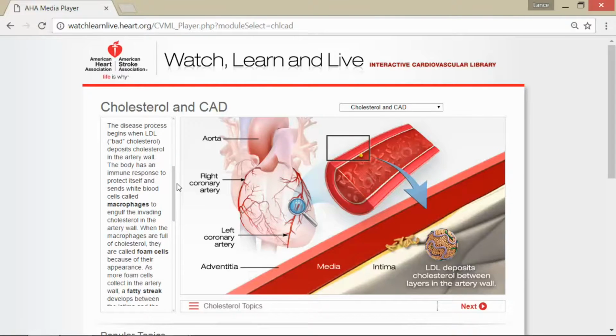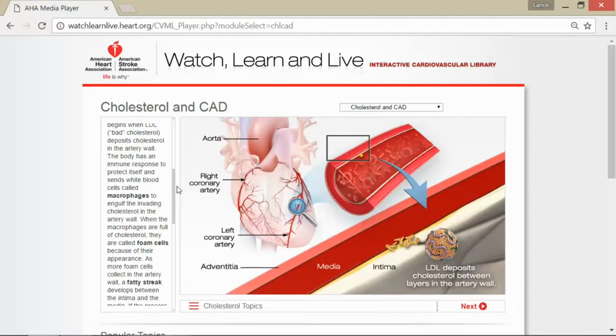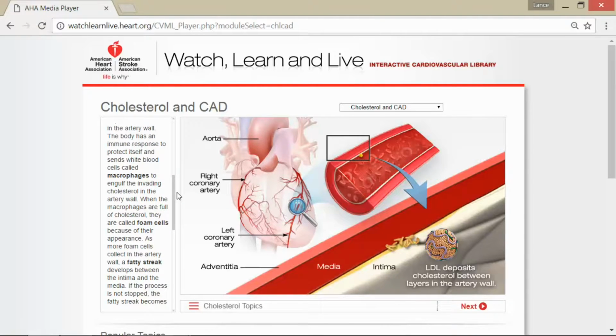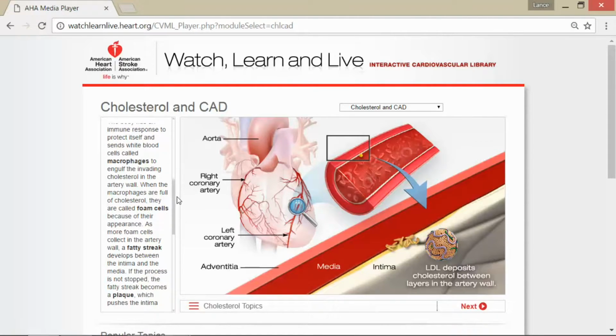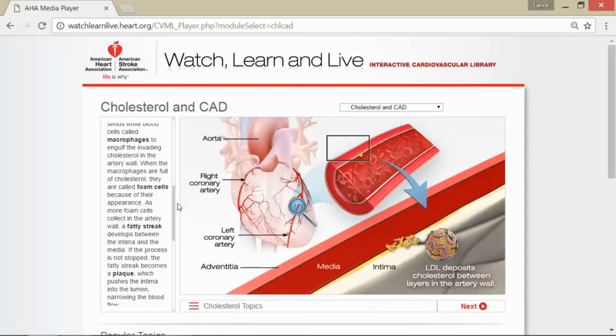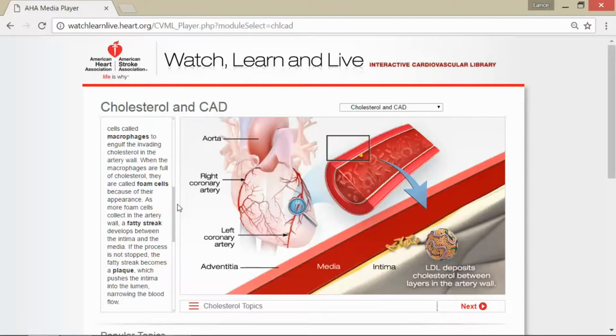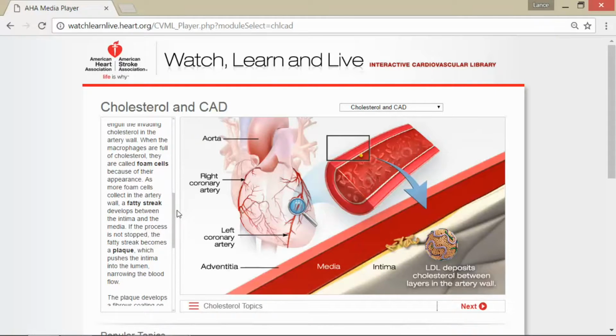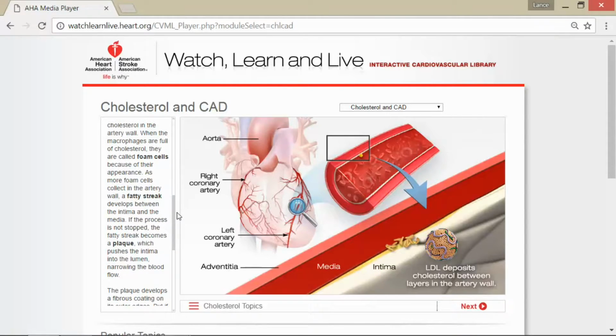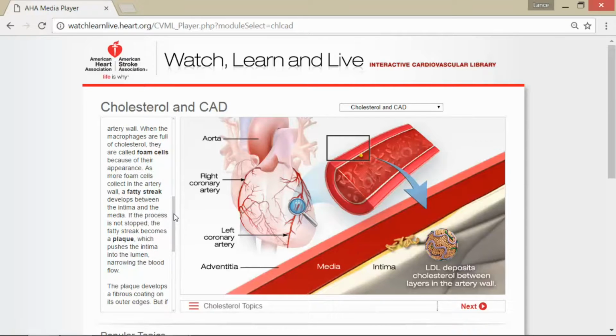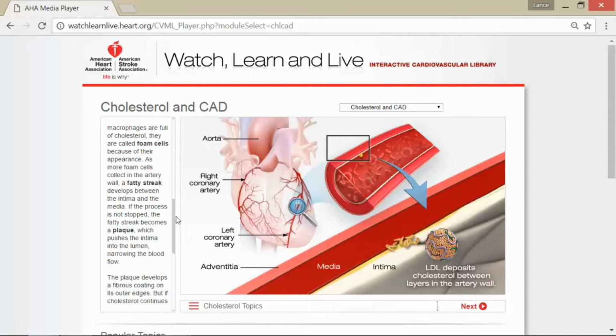When the macrophages are full of cholesterol, they are called foam cells because of their appearance. As more foam cells collect in the artery wall, a fatty streak develops between the intima and the media, which are layers of the artery wall. If the process is not stopped, the fatty streak becomes a plaque, which pushes the intima into the lumen, narrowing the blood flow.